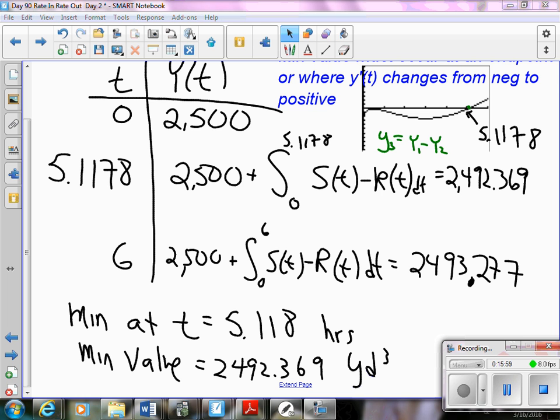So the absolute min is the least of these. So the min does occur at 5.1178. And the minimum value is 2,492.369 cubic yards.